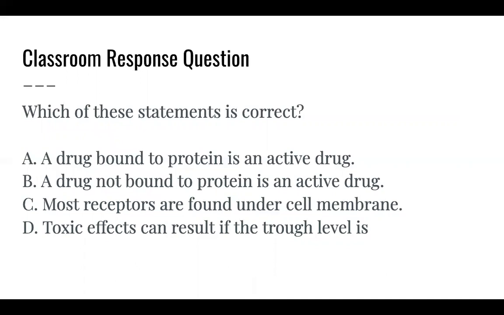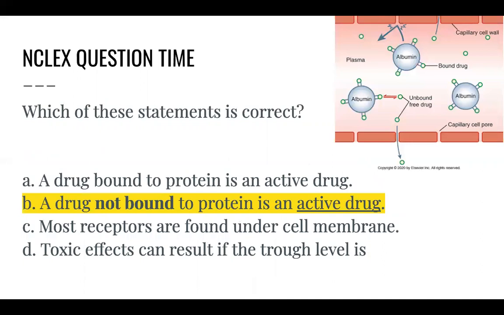A drug bound to protein is an active drug. A drug not bound to protein is an active drug. Most receptors are found under the cell membrane. Or toxic effects can result if the trough level is too low. Correct. A drug not bound to protein is an active drug.